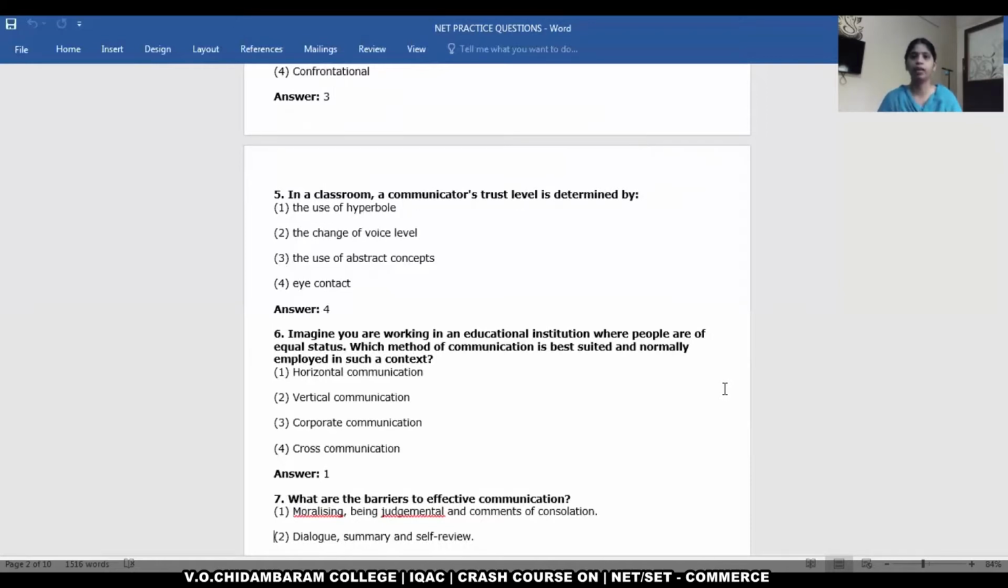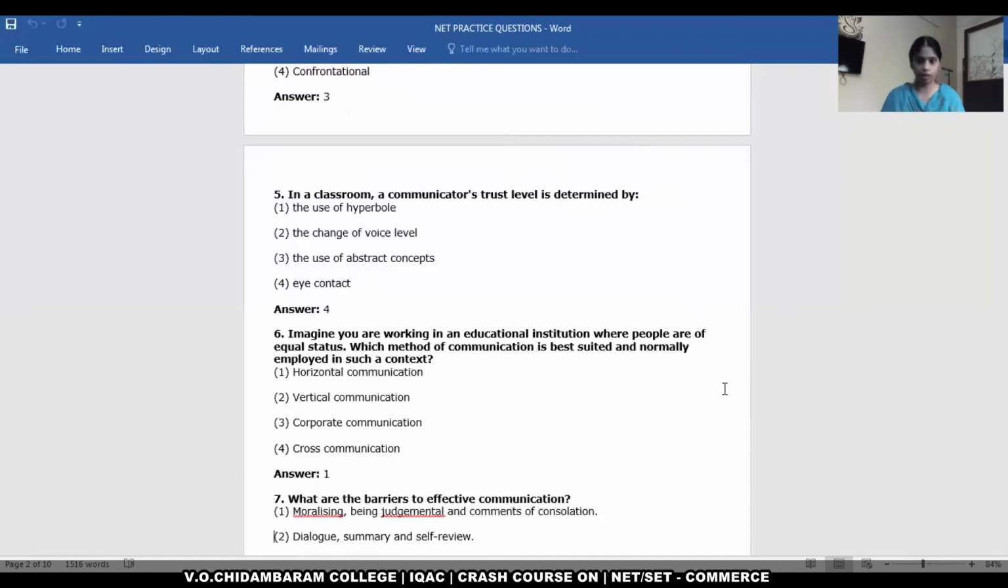How is it determined? The use of hyperbole, or the receiver, how does he get the trust level? The use of hyperbole is exaggerated speech. The change of voice level, the modulation of voice. The use of abstract concepts. Abstract concept means something that we cannot understand. It has no form at all. Or eye contact. Yes, of course, the answer is eye contact.